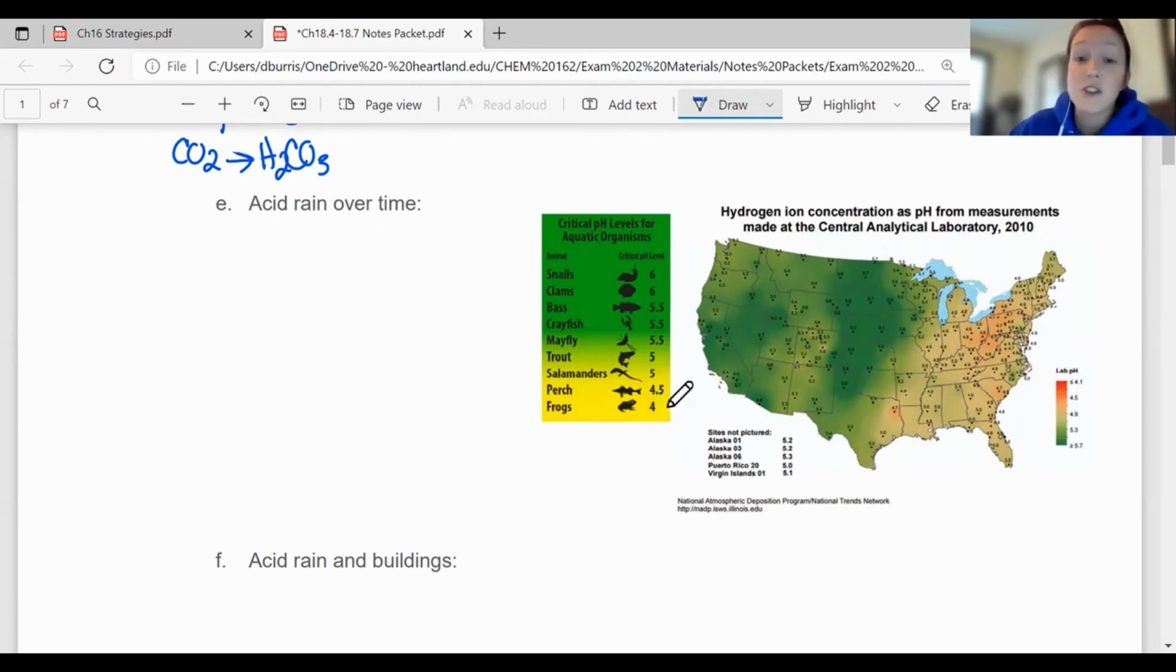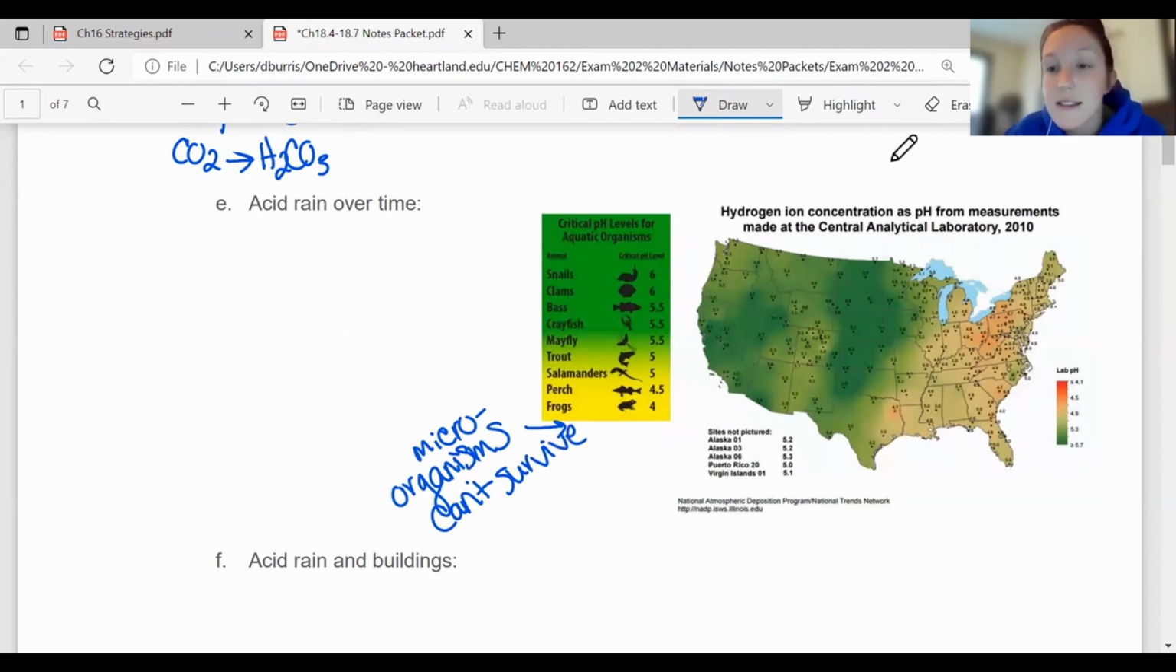Frogs can exist at a pH of 4. You go any lower and then even the frogs are going to die. And then anything under 4, microorganisms can't exist under that. So microorganisms can't survive.